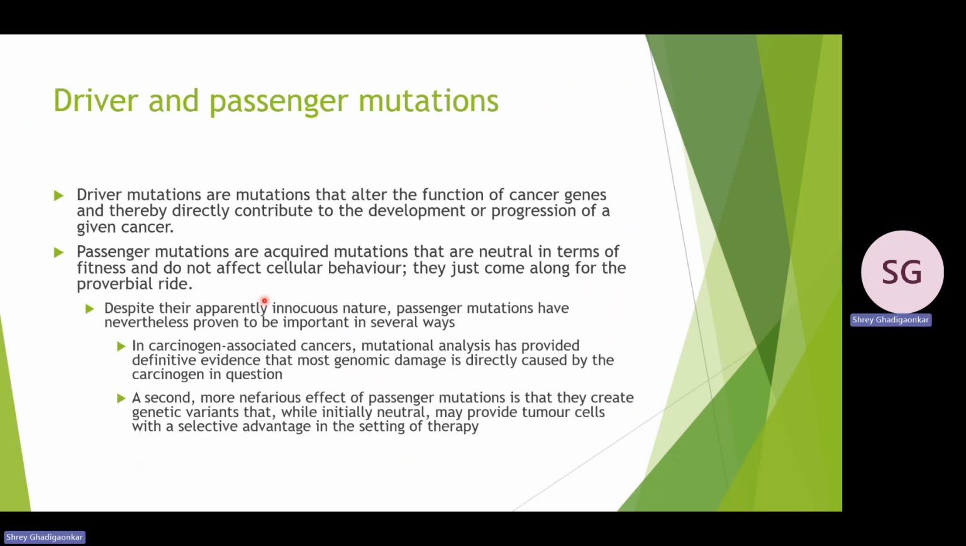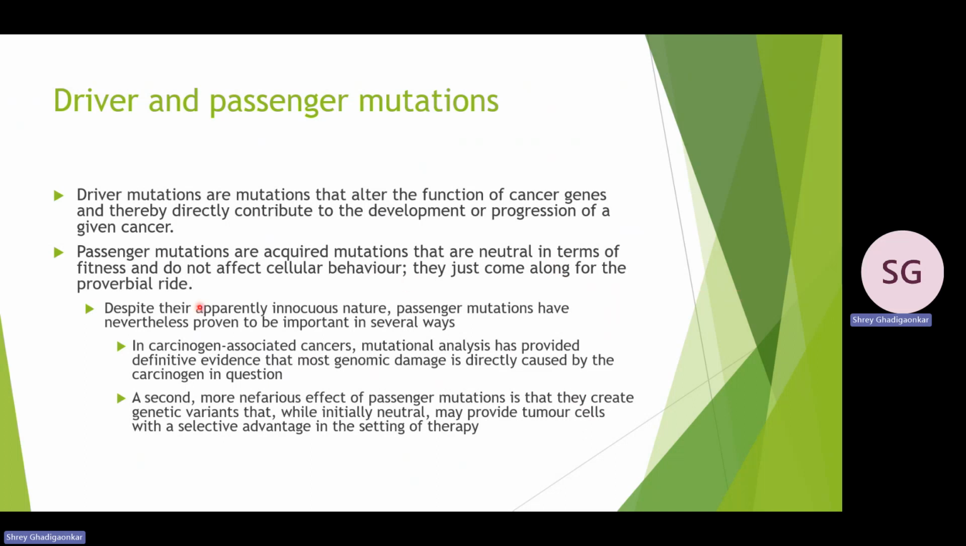So whenever we talk about genetic lesions, we need to talk about what driver and passenger mutations are. Driver mutations are basically mutations that alter the function of cancer genes and thereby directly contribute to the development or progression of a given cancer. These are usually acquired, but occasionally inherited as well. Passenger mutations are acquired mutations that are neutral in terms of fitness and do not affect cellular behavior. So they just, you can say, come along for the ride.